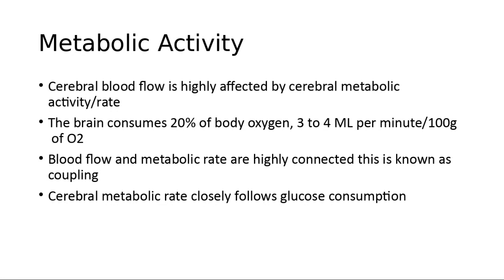The brain has no energy reserve, and so if the brain is hypoperfused, it will rapidly decompensate. The main fuel source to the brain is glucose, and so cerebral metabolic rate is closely followed by glucose consumption. High and low glucose states can affect neurologic function. For example, hypoglycemia can cause neurologic injury, and we often see this with hypoglycemic diabetics with seizure activity and decreased LOC.